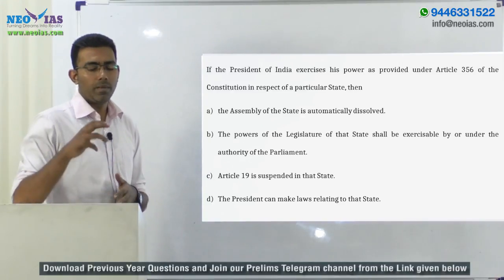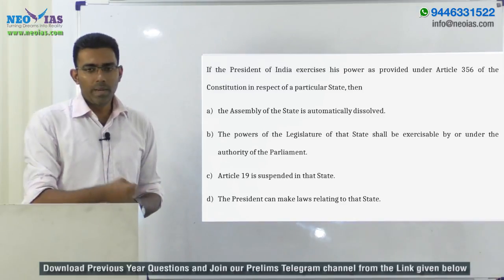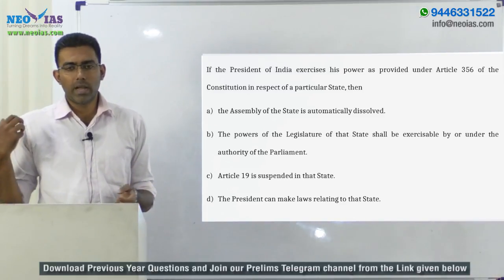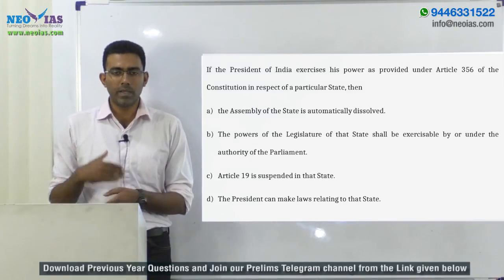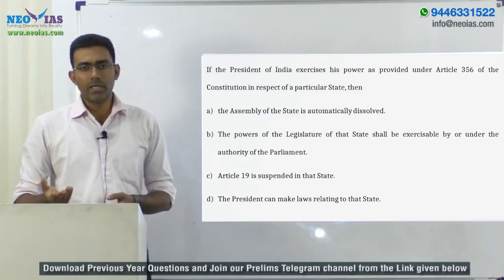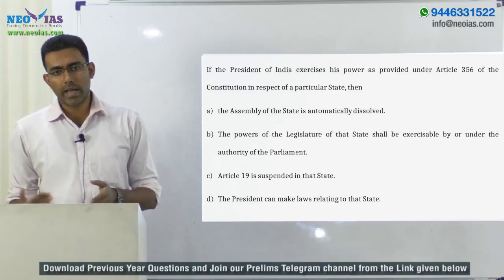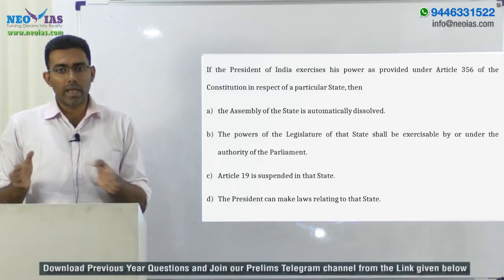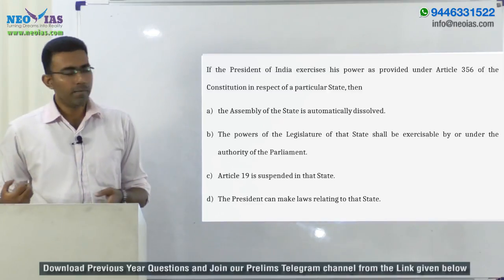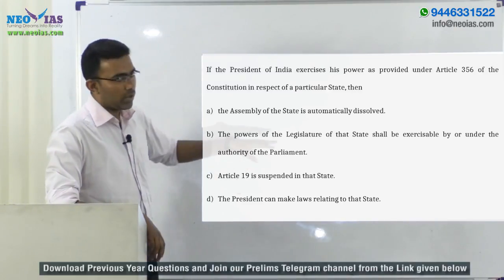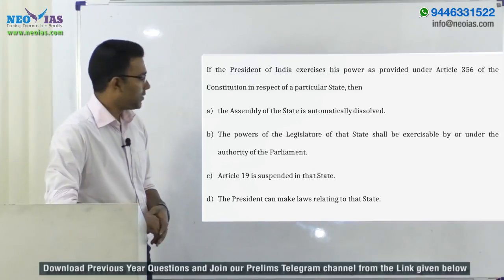That is, the legislative power would be taken up because at the state level, the state legislative assembly is suspended or dissolved. So which means that it cannot function. So naturally there has to be a legislative body at any point of time, and that's the reason why these powers would be acquired by the parliament or any authority that would be set by the parliament.